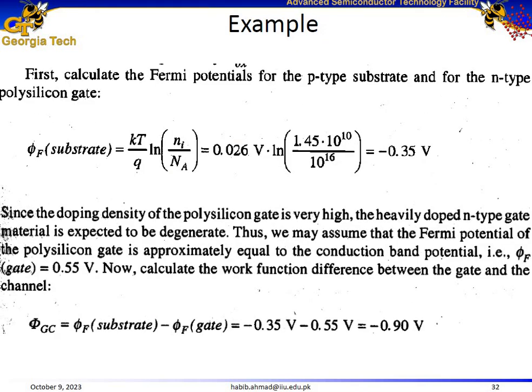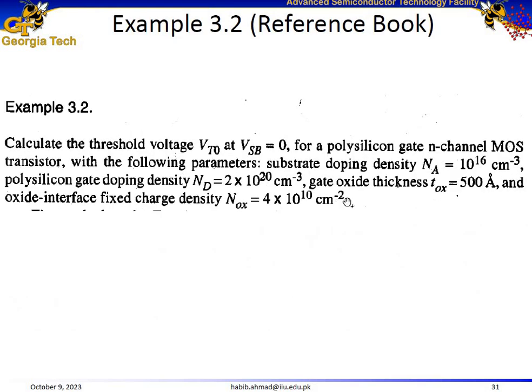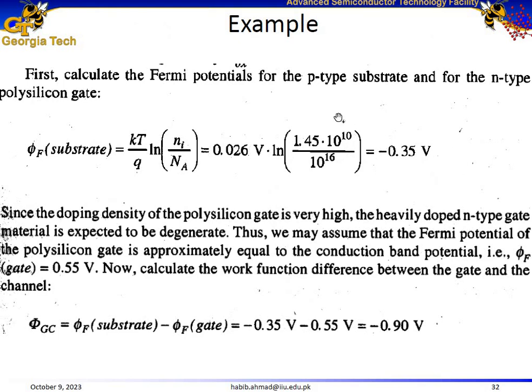In order to calculate phi GC, which is equal to the work function of the substrate minus the work function of the gate. And we already know the formula for calculating the work function of the substrate, kT by Q natural log of Ni divided by Na. Na is given in this example. It is 10 to the power of 16 per centimeter cube. Ni, we already know, roughly 1.5 times 10 to the power of 10 per centimeter cube. So the value of phi F for the substrate comes out as minus 0.35 volts.